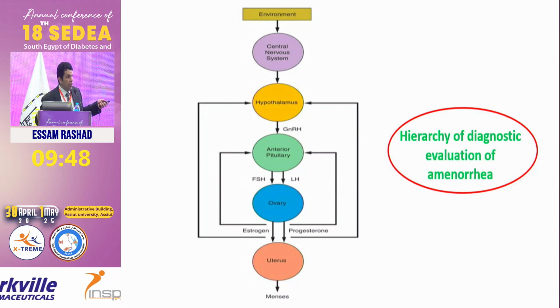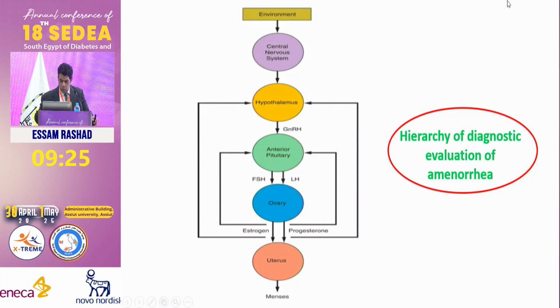So we need to think, if a girl is amenorrheic, does the cause lie in the uterus and the outflow tract, or in the ovary, or in the pituitary, or in the hypothalamus? Here is the compartmental hierarchy that we are using, this model, to think where lies the cause.